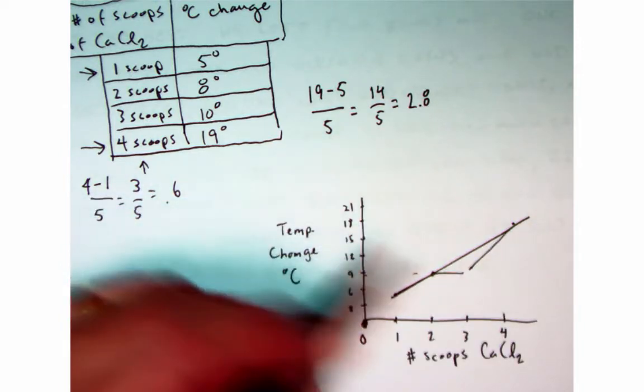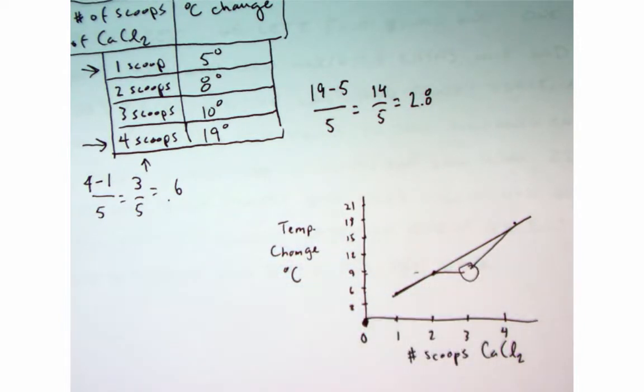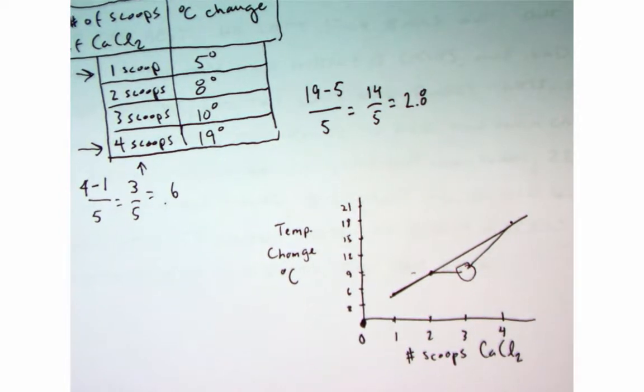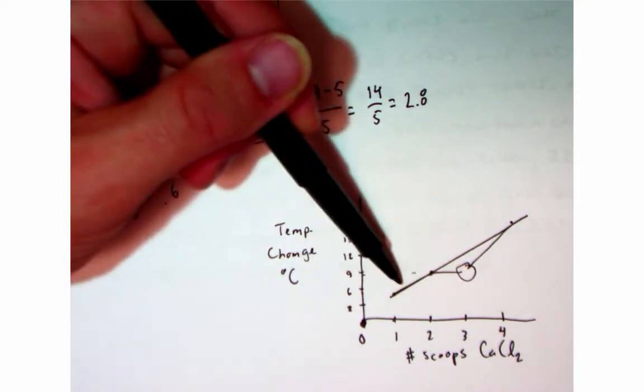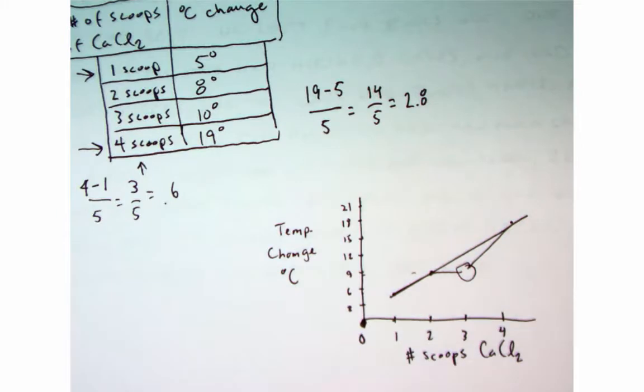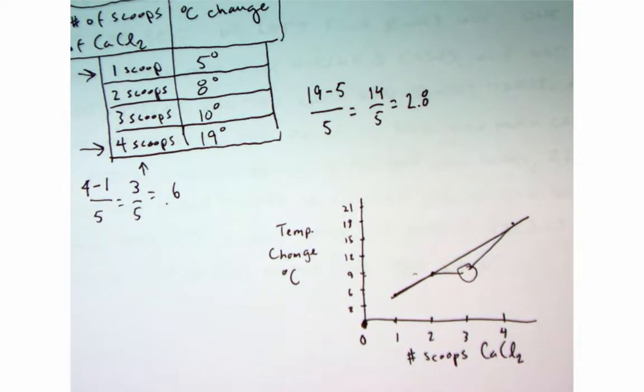So maybe there was something wrong with me reading at that point. Maybe that's just a bad data value. But this straight line of best fit that I drew shows a pretty good trend of what is being done in the experiment: as you add more scoops of calcium chloride, your temperature changes more and more, and pretty much by the same amount each time.